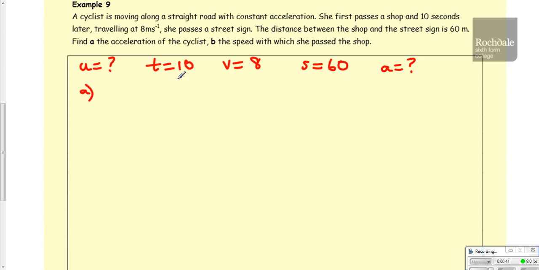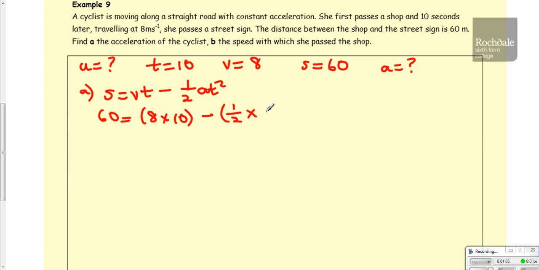So thinking about the things we do know, we've got t, v, s and a. So we're thinking of an equation that involves all of those. And if you remember that fifth equation, s equals vt minus half at squared. So we've got s is 60, v is 8, t is 10. And we've got a half times a, which we don't know, and t squared is 100. Okay, so we've got 60 equals 80 minus, well, half of 100 is 50a.